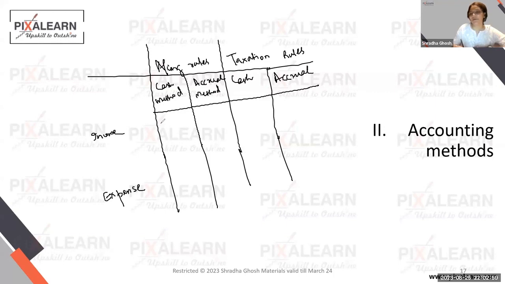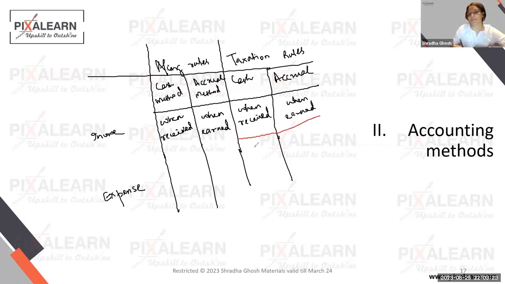Under cash method, when received. Accrual method, when earned. Taxation rule says again, when received. Accrual is when earned. But what is the exception? The exception is pre-received income is taxed in the year of receipt under both the methods. Both the methods. This also and this also. Is this clear?